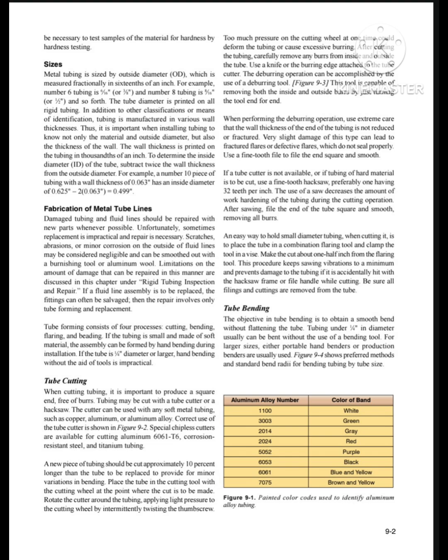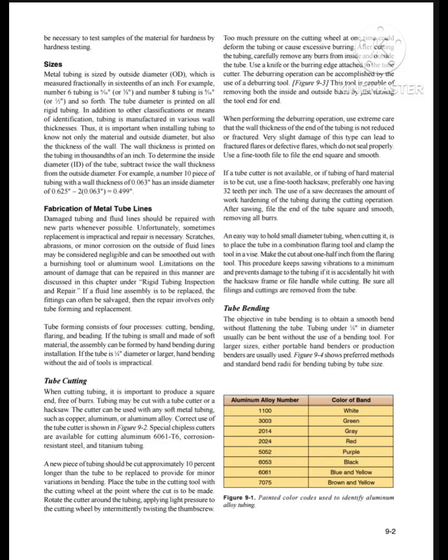Tube forming consists of 4 processes: cutting, bending, flaring, and beading. If the tubing is small and made of soft material, the assembly can be formed by hand bending during installation. If the tubing is 1/4 inch in diameter or larger, hand bending without the aid of tools is impractical.